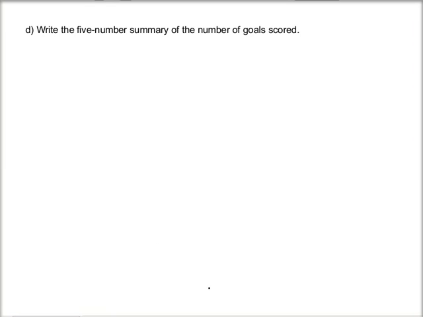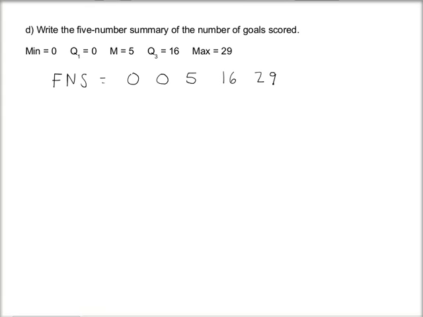For part D, we want to put everything together and write the 5-number summary of the number of goals scored. So I'm just reminding myself here, this is what I found in the previous parts of the problem. The minimum number of goals scored is 0. My first quartile, Q1, is also 0. The median is 5. The third quartile is 16, and the max is 29. So my 5-number summary is just going to be those numbers written in order. So 0, 0, 5, 16, and 29.